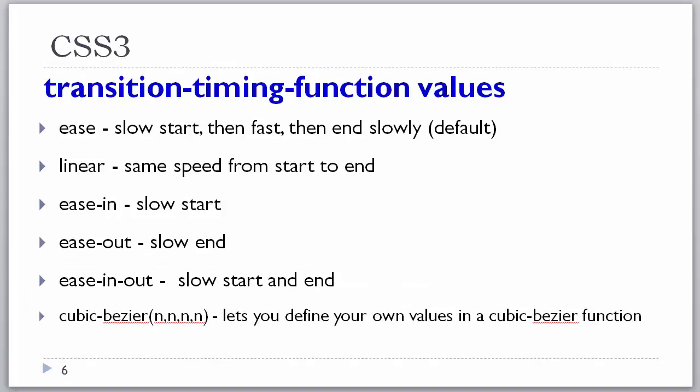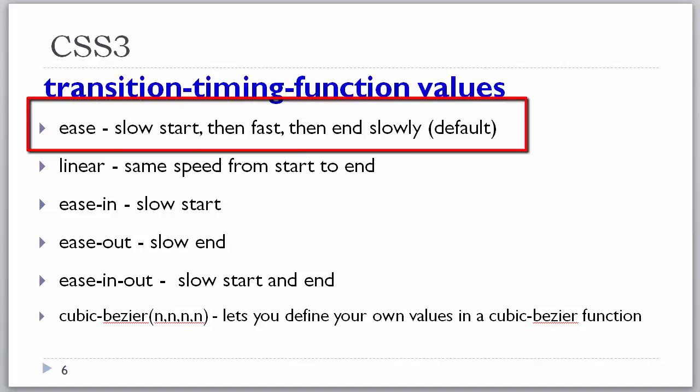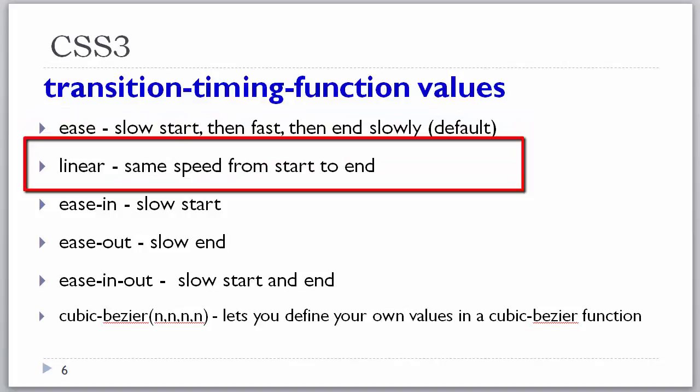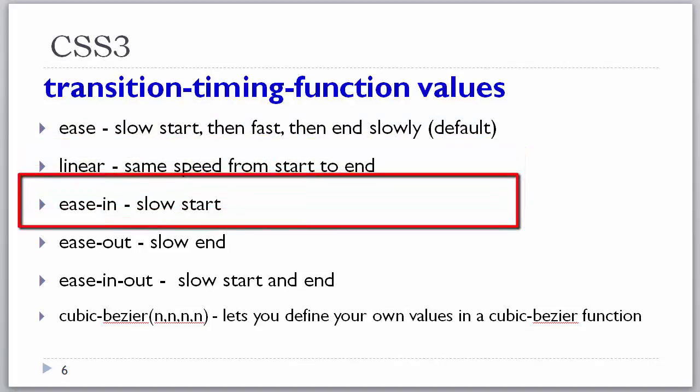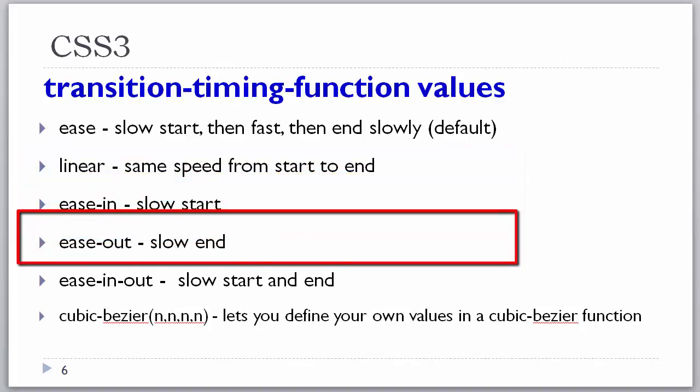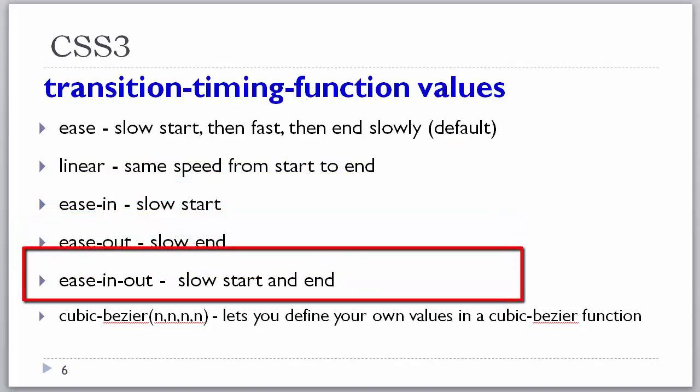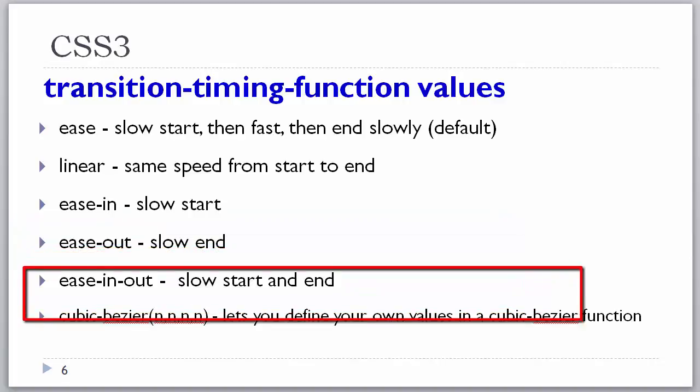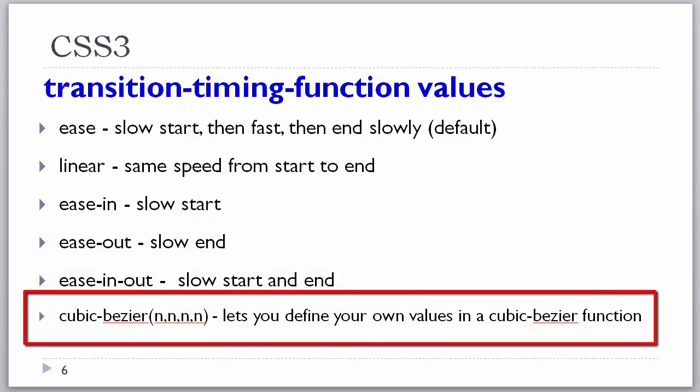These are the various transition timing functions. Ease, which is the default, is a slow start, then fast, and a slow end. Linear would be the exact same speed from start to end. Ease in would be a slow start. Ease out would be a slow end. Ease in out would be a slow start and end. And you can actually make your own cubic Bezier curve to define your own values.